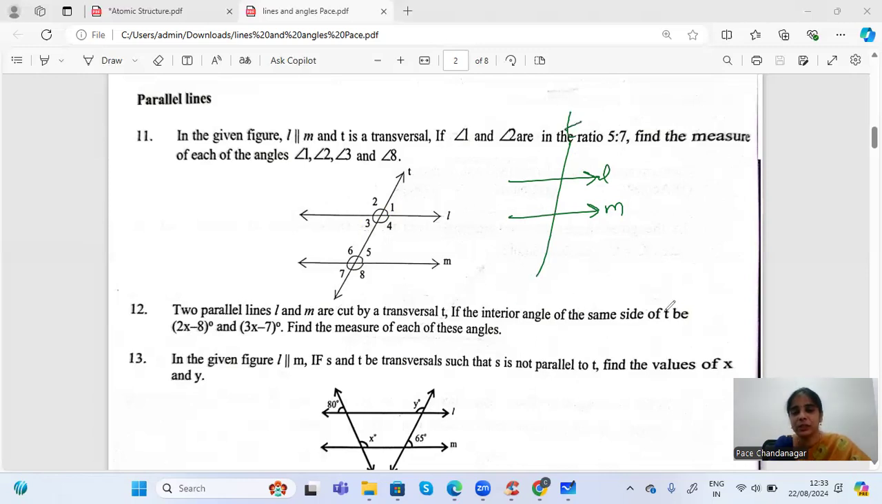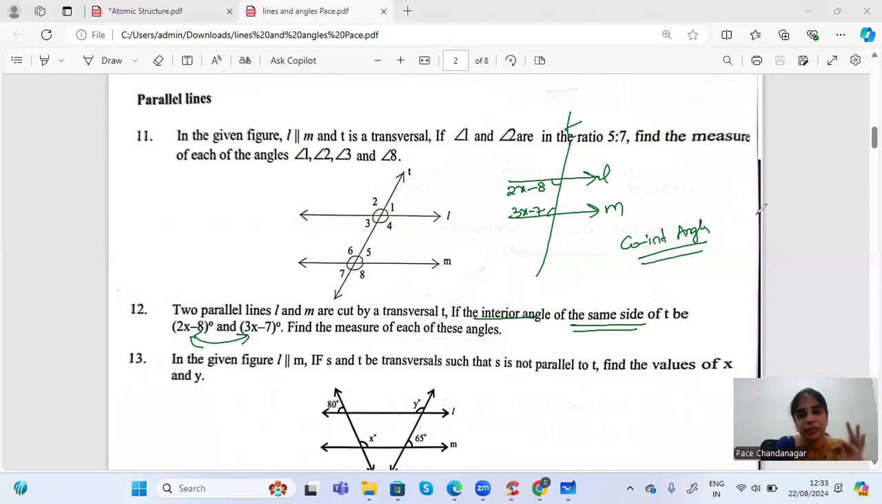If the interior angles on the same side are this and this, yes, you are given 2x minus 8 and 3x minus 7 degrees. Clear? They said interior angles on the same side of the transversal are these two, which means they are nothing but my co-interior angles, isn't it? And how are the co-interior angles related? Co-interior angles are always supplementary. Do you remember which set of angles are supplementary? Co-interior, co-exterior, and adjacent angles. Only these are the three pairs of angles which we have seen in all our Navaratnalu to be supplementary angles, isn't it?